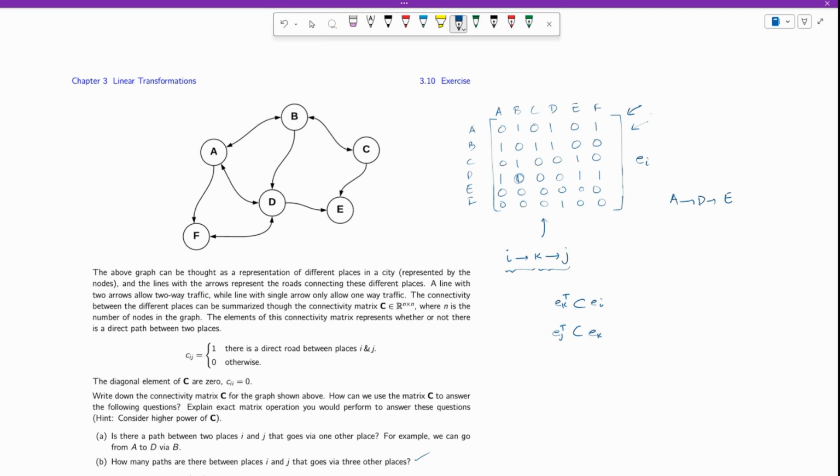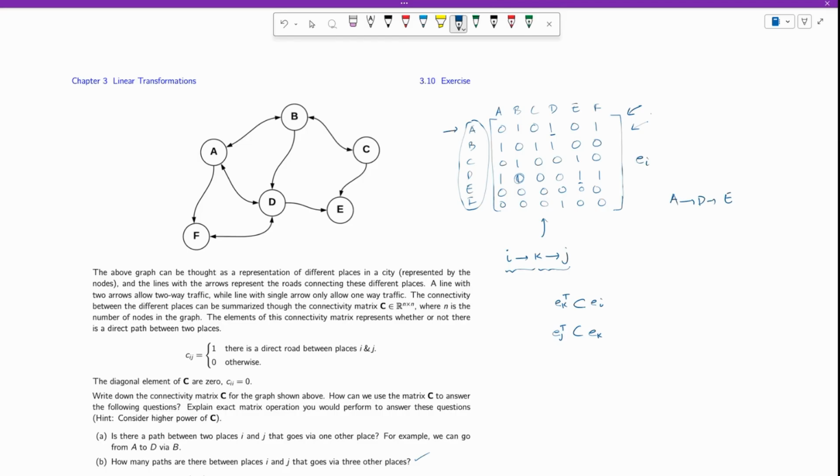A to D is 1. Okay. What does it mean? First tell me this: do the rows correspond to where you start from? What is the definition? Yes, rows correspond to where you start from and columns correspond to where you end up. So this is 1. That means you can start from A and go to D. All right. It's 1, so there is a path.